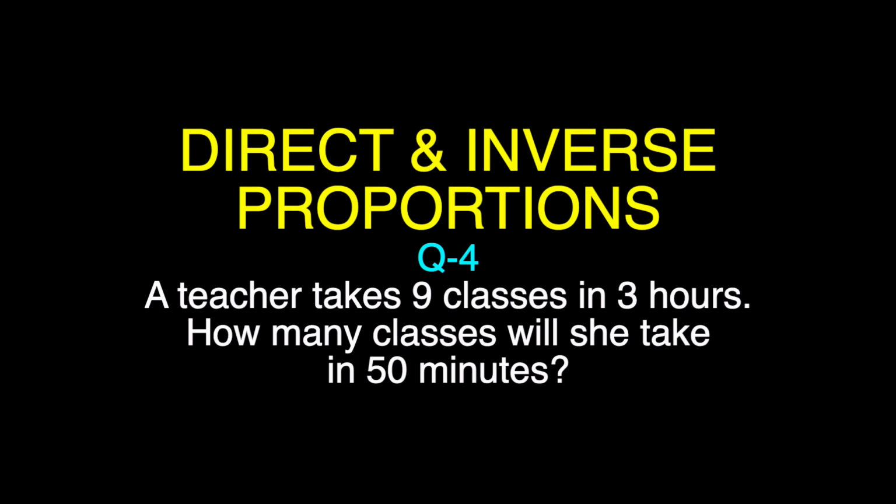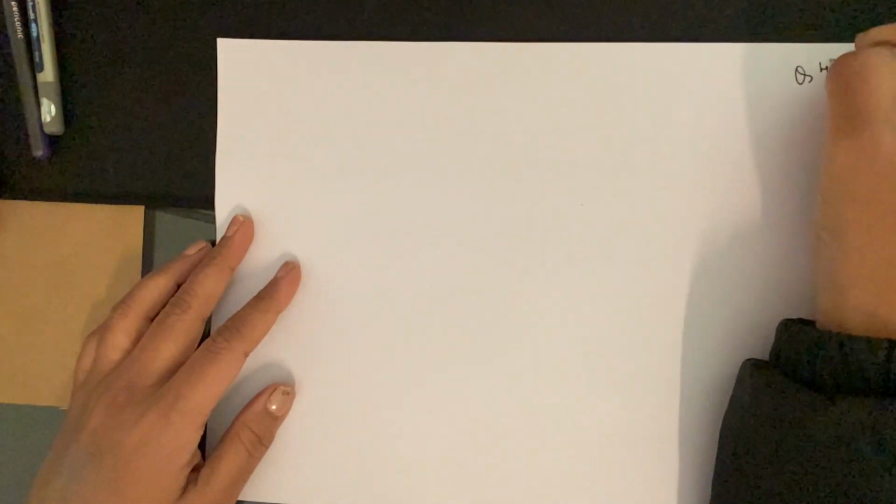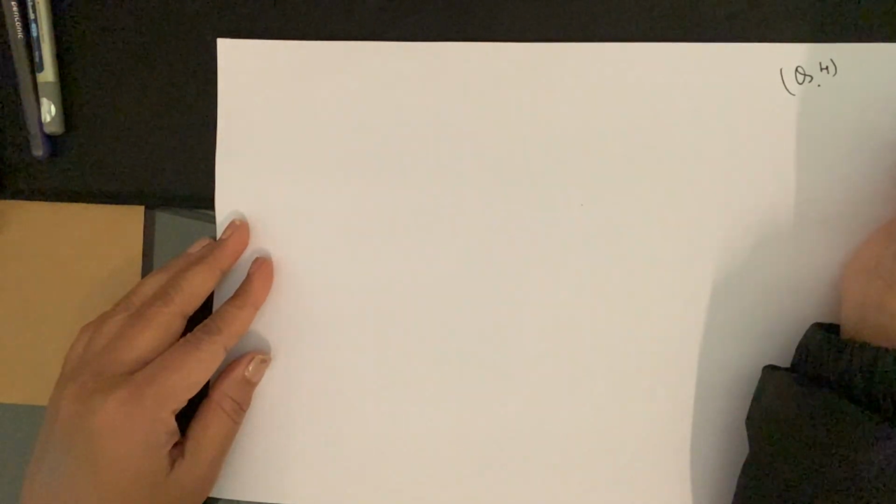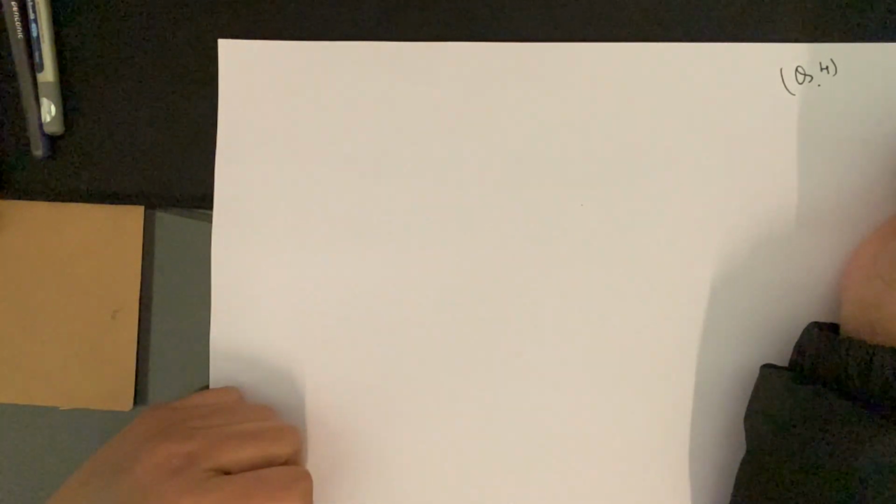The question is that a teacher takes 9 classes in 3 hours, and how many classes will she take in 50 minutes? So let's solve this question now. A teacher takes 9 classes in 3 hours. How many classes will she take in 50 minutes?